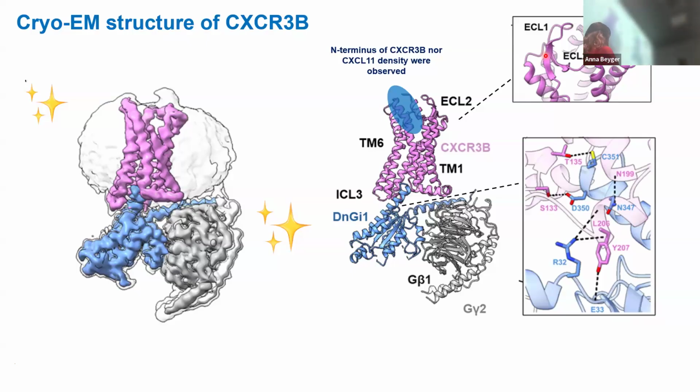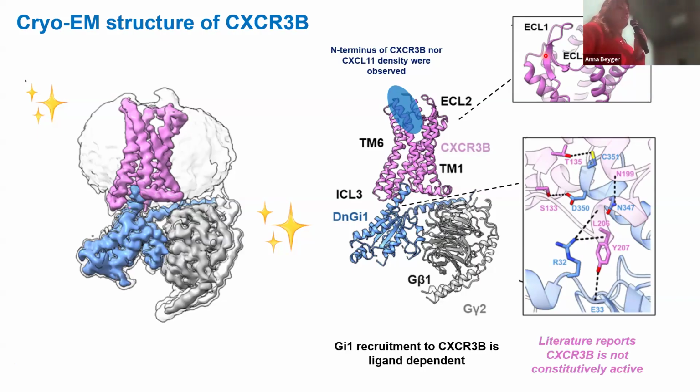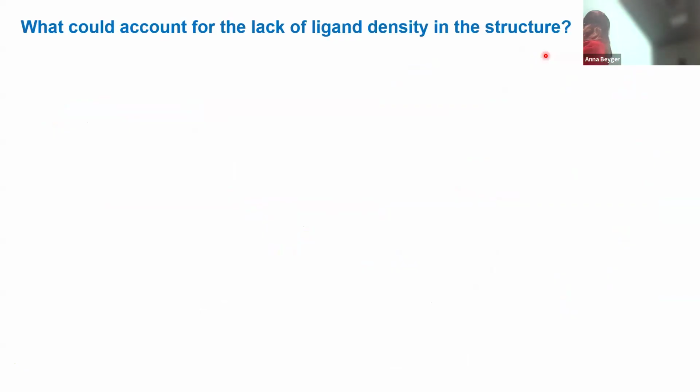And this was quite interesting because obviously a lot of ligand was present throughout all the purification and also sample preparation. And we also know from pharmacology that Gi1 recruitment to CXCR3B is ligand dependent, and the literature reports that this receptor is not really constitutively active. So what could account for this lack of ligand density in the structure?